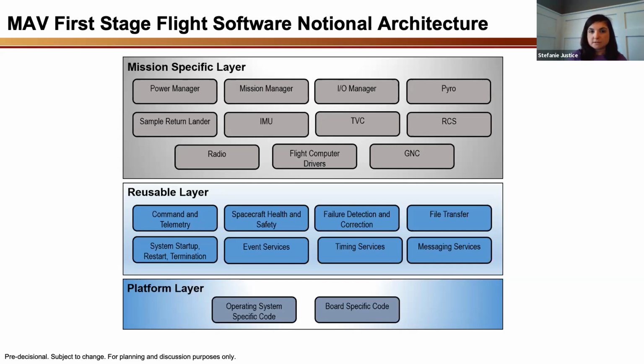And so our mission specific layer will be where we focus our MAV development. And those are very typical components like our IMU, our propulsion systems, some drivers for the specific flight computer that we plan to work with, and an interface to the sample return lander.